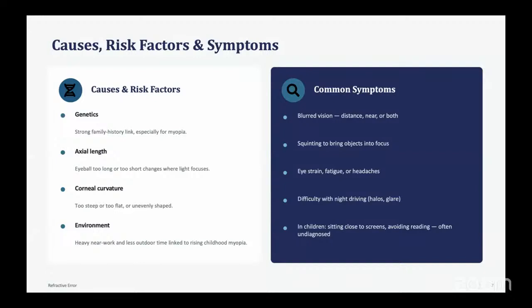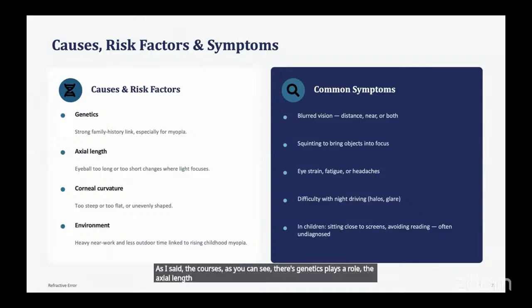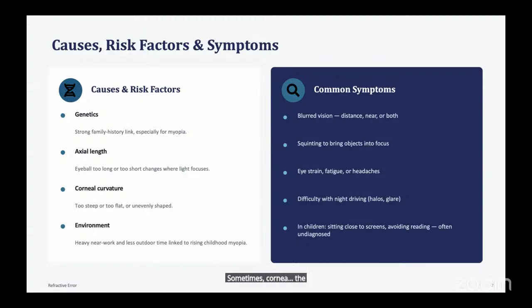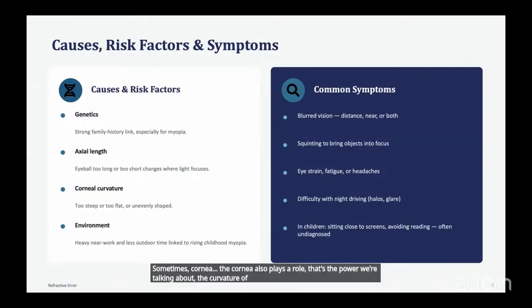So the causes and risk factors and symptoms. So as I said, the causes, as you can see, the genetics plays a role. The axial length, as we discussed, either being too short or too long, can induce a refractive error. Sometimes the cornea also plays a role. That's the power we're talking about, the curvature of it. When it's too curved, it has too much power, or less curved, it has little power.